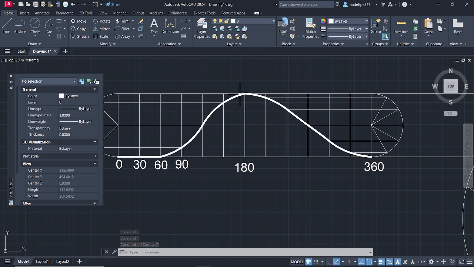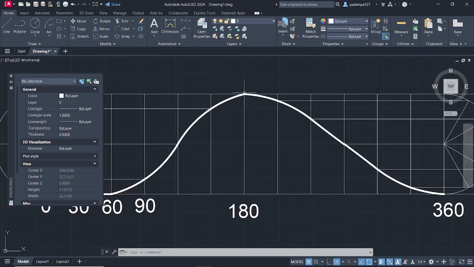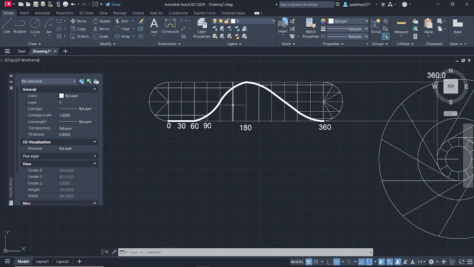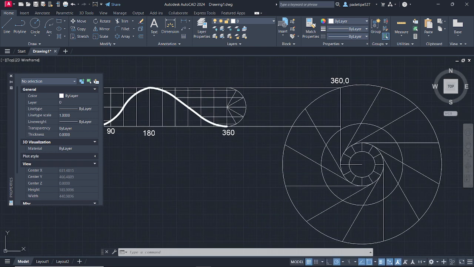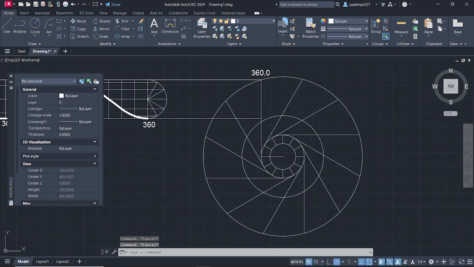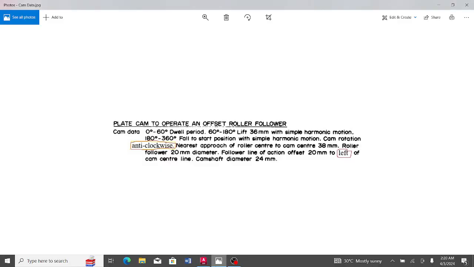All right, this is simple harmonic motion for the lift, and this is simple harmonic motion back to the 4, and this is the point where they meet. This is the 180 point. So we've drawn the cam data. The next thing for us to do after drawing this cam data is to draw the displacement diagram now here. Now remember, it is a roller follower, and they told us something. I want you to keep this in mind.